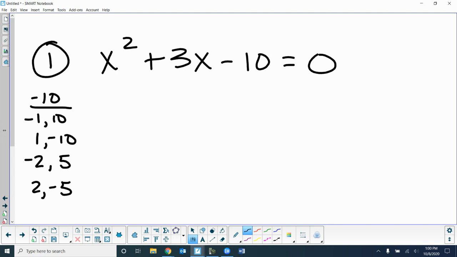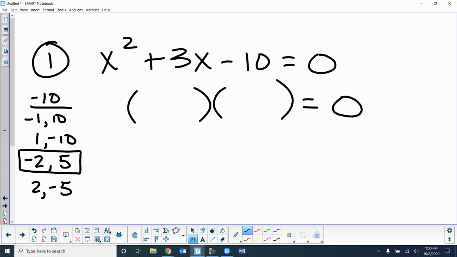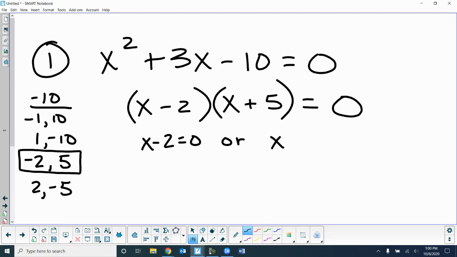Which one is it? This one, right? That's the one I want to use. So I don't have to rewrite it as a grouping problem. I just go ahead and do it, because there's only one way to get x squared: x times x, minus 2 and plus 5. And we have a factor, but we're not done. We've got to find what values of x make this equal 0. Remember, if something times something is 0, one of the two somethings has to be 0, right? So either x minus 2 equals 0 or x plus 5 equals 0.